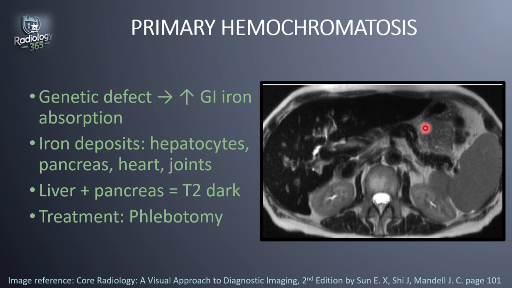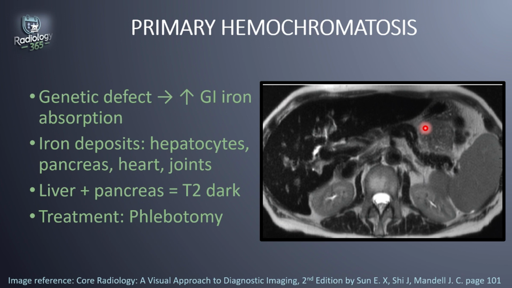Okay, that is very important to remember. It will help us differentiate the primary from the secondary. The reticuloendothelial system is not involved in primary hemochromatosis. So MRI will show hypointensity in the liver and the pancreas, but the spleen and the bone marrow would appear normal, again because the reticuloendothelial system is not involved.